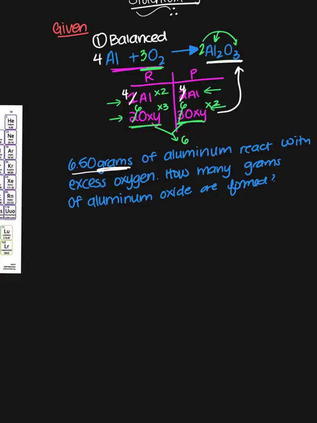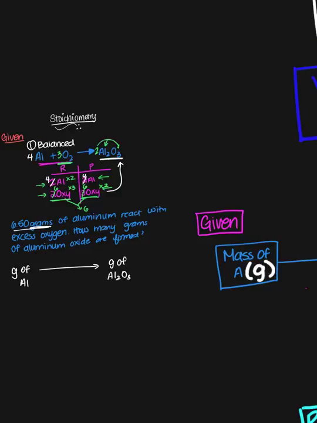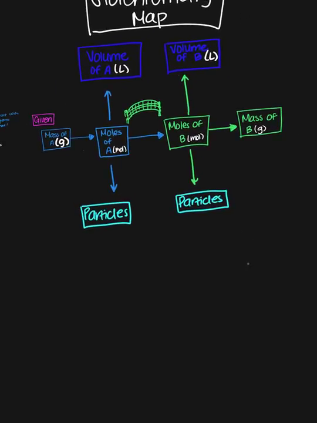Once you do that, we're going to go over converting our grams. We want to convert from grams of aluminum, which is your reactant, to grams of aluminum oxide, which is our product. Whenever you're approaching these types of problems, I always like to refer to the stoichiometry map, and eventually you'll get a hang of it. Here, they're asking us to go from our mass of aluminum, which is our A in this case, to our mass of aluminum oxide, which is B. So we just have to follow the road straight down.